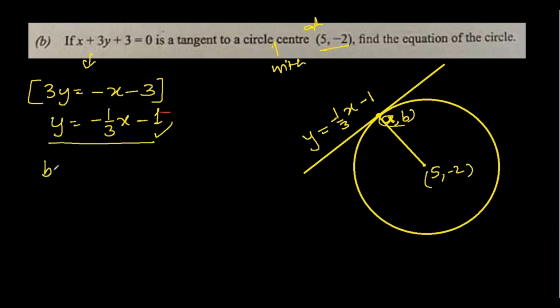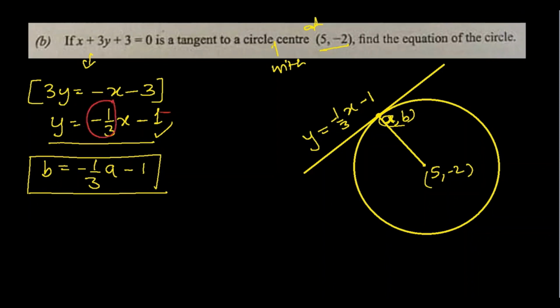So B is equal to minus 1/3 a minus 1. So this is the relationship between B and A. Now we know that minus 1/3 is the gradient of the tangent. Let's get another equation in terms of A and B with the help of minus 1/3, so that we get A and B where the tangent to the circle is existing.